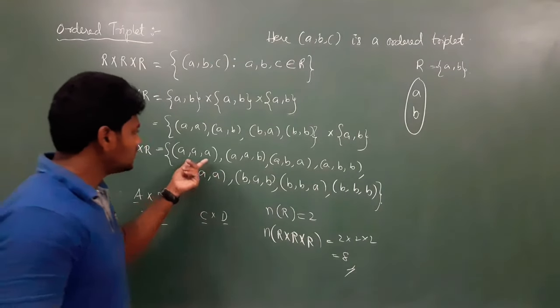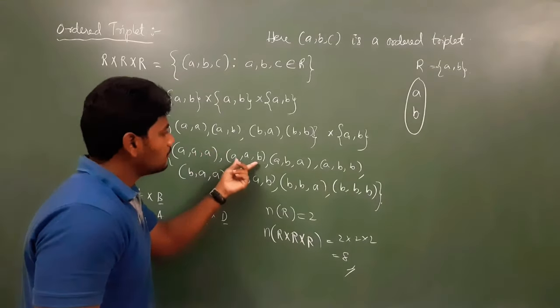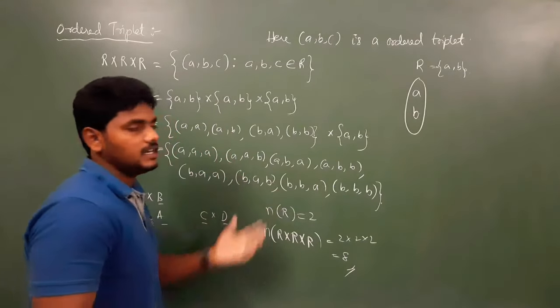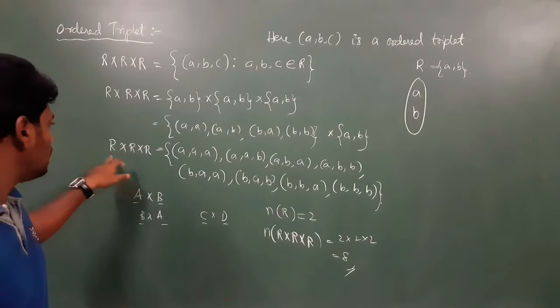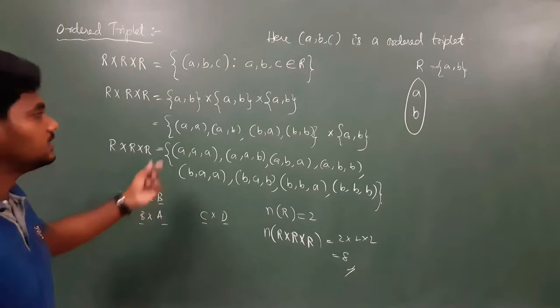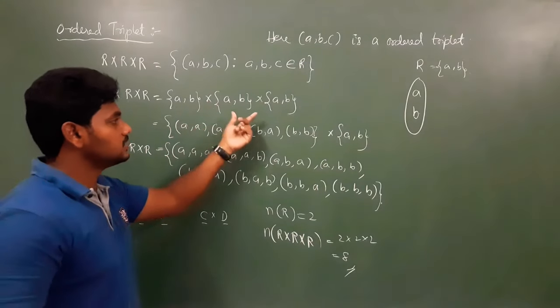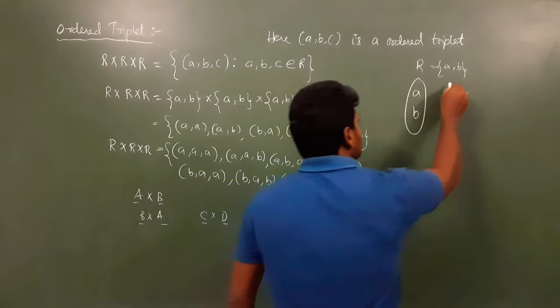See here, each and every individual (A, A) is also an ordered triplet. (A, B), these are all, we will call them ordered triplets. This is how to find the Cartesian product of three sets. It may be R, A, B, R, like that. First we will do two sets and then we will do it with another set. Or if you want, you can do it directly.